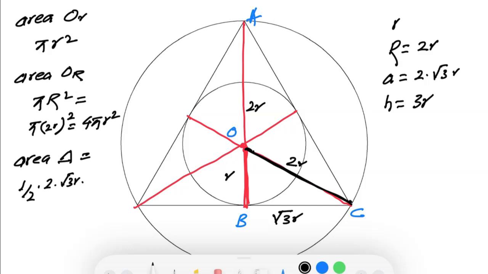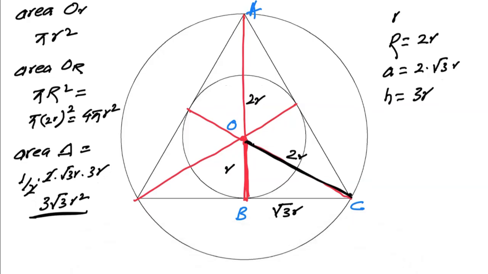So 2 and 2 getting cancelled. Therefore the total area in this case is nothing but 3 root 3 r square. That is the area. Now if you remember these three things, you can easily find out the area in any other case. So let's move to the next question and understand what are the problems we have and how we can solve it. So here is our problem.